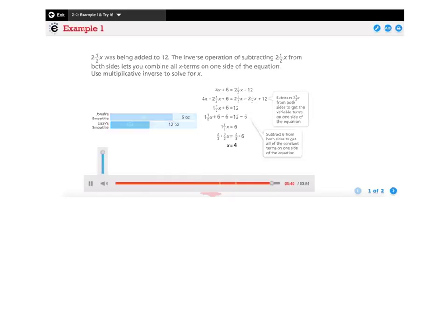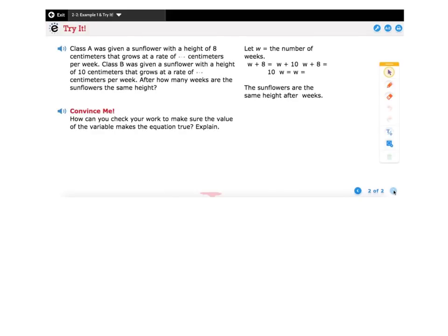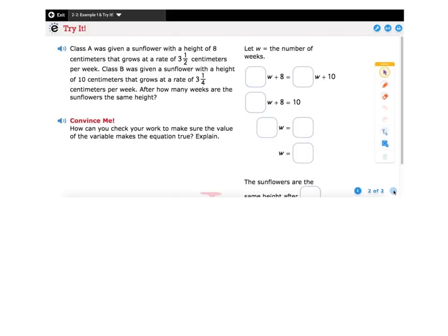That means there are 4 ounces of yogurt in each container. Now you can solve equations when there are variable terms on both sides. Okay, so that was a lot to take in there, guys. But just remember, that's what we're going to do today. We're going to work on equations with variables on both sides.